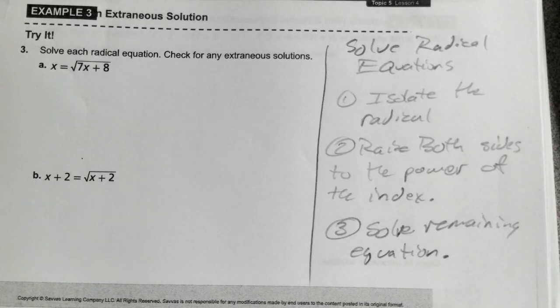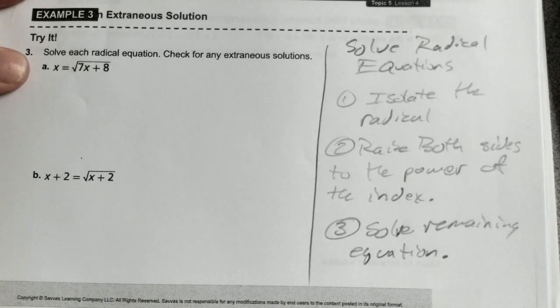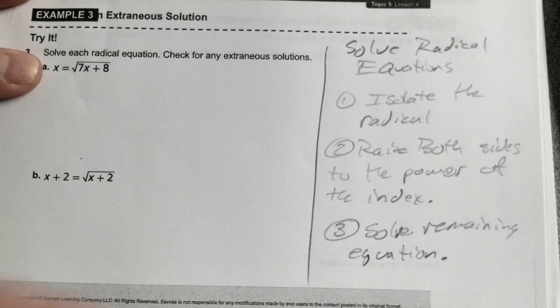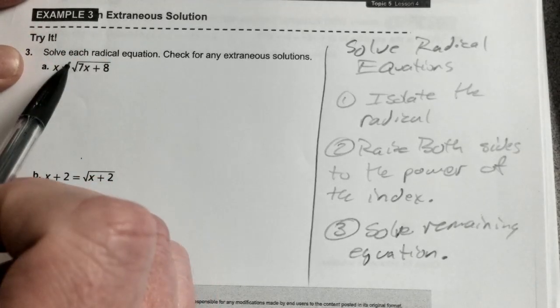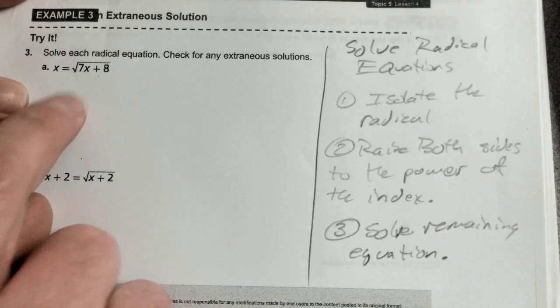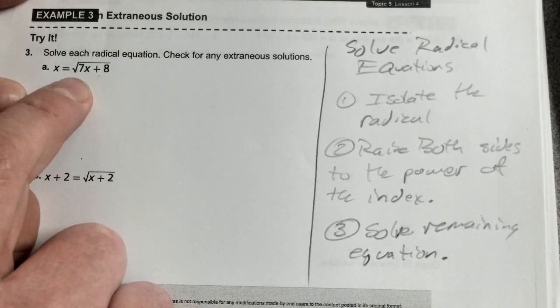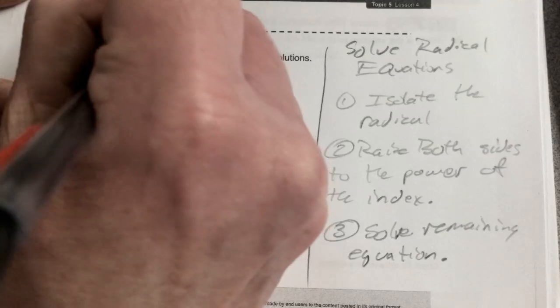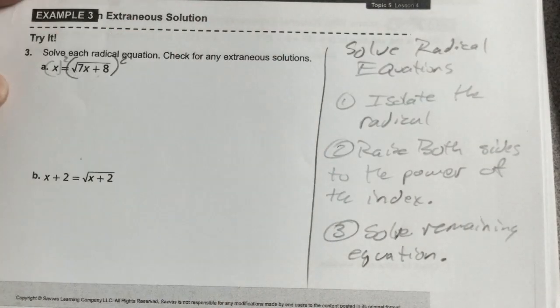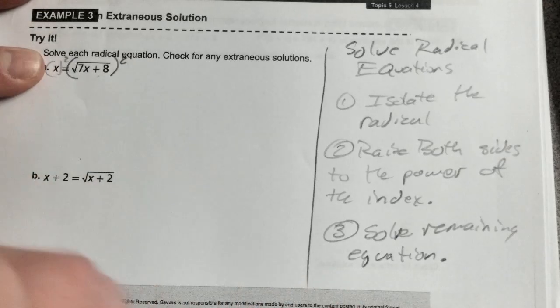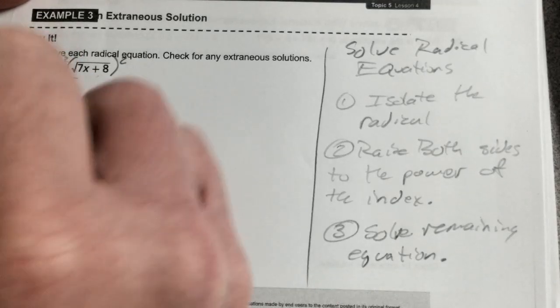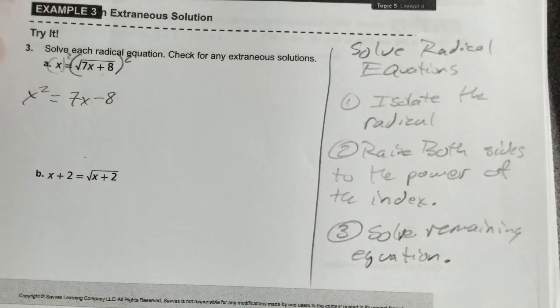All right, so we got two problems on this slide. Problem A, Elvis, is the radical isolated in problem A? Yes. There's no number in front multiplying. There's no number behind it adding or subtracting, so the radical is isolated. What is the index for a square root? 2. So we're going to square both sides, or raise both sides to the power of 2. Right? A square root and a square will cancel each other out. So to clean this up, we have x squared equals 7x minus 8.